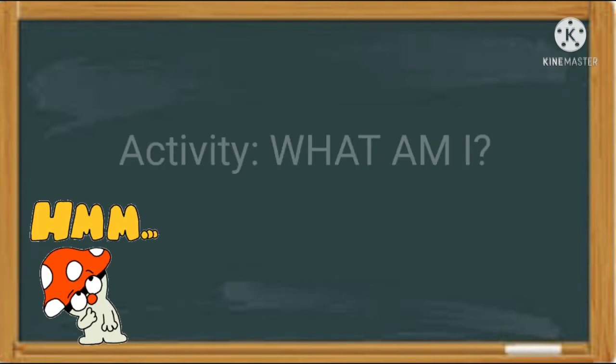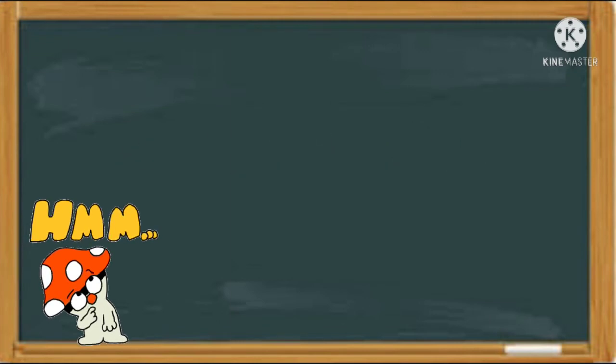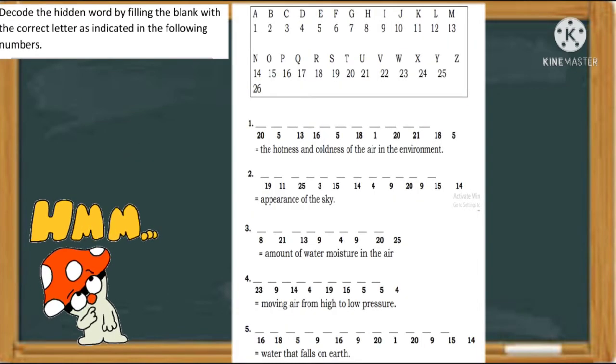To further deepen your understanding about the different components of weather, let's have another activity entitled, What Am I? You're going to decode the hidden word by filling the blank with the correct letter as indicated in the following numbers. Now you can see there in the box, numbers 1 up to 26 with its corresponding letter from A to Z. Now for number 1, you can see there numbers 20, 5, 13, 16, 5, 18, 1, 20, 21, 18, and 5. So look for its corresponding letter and you will form a certain word.